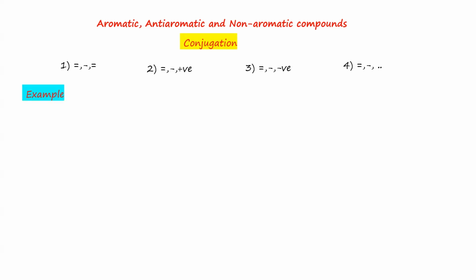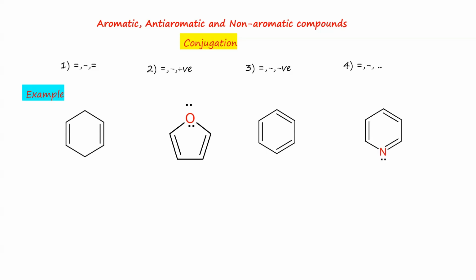For example, you take these organic compounds. Now see this structure first. There is double bond, single bond, but at this carbon atom, there is no positive charge, no negative charge, or no lone pair of electron. Means this compound does not contain conjugated system.